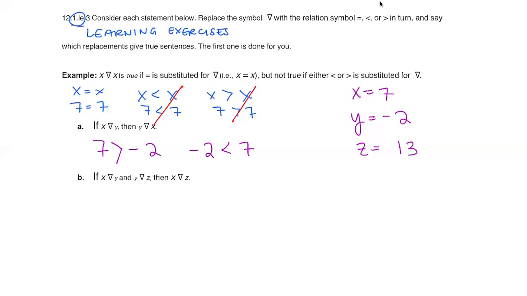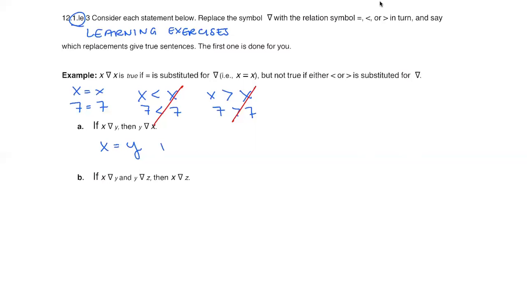However, our x and y are just arbitrary values. They're not actually equal to numbers here. So let's think about it abstractly. Looking at it now, if x is equal to y, that's only true if y is equal to x. That's kind of it for that one.